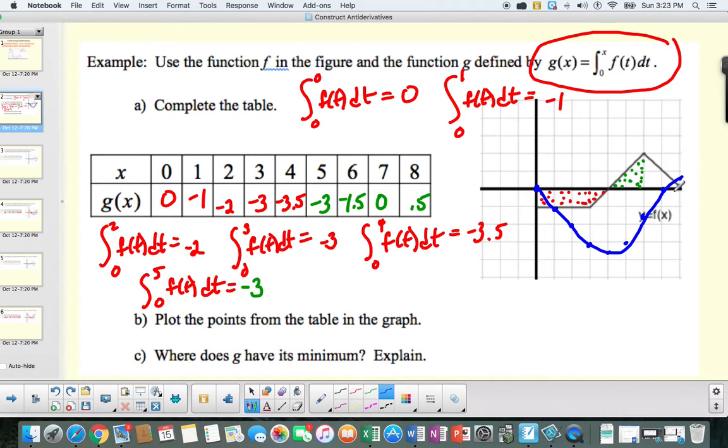All right, what we want to be able to see is those characteristics we've seen before. Right here, we know at this point, this is a critical point where the derivative is equal to 0, and we can see it goes from negative to positive, so we're expecting to see, and we see it, a minimum value. So where does g have a minimum value? It has it at the point 4, -3.5.